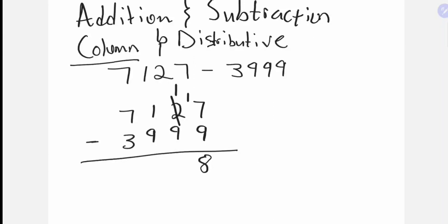So again, we're going to go next door and go, Coco, I'd like some sugar. We're going to borrow from next door. 1 becomes 0. And this one becomes 11. Right? So it's 11 minus 9. 11 minus 9 should give us 2. Awesome. We're done with our tens places. We are now moving on to our hundreds places. But oops, trouble again.